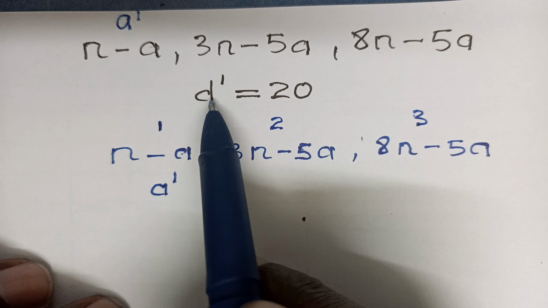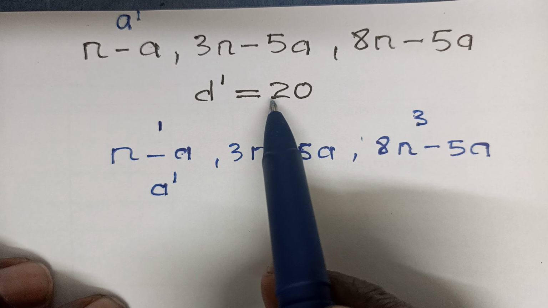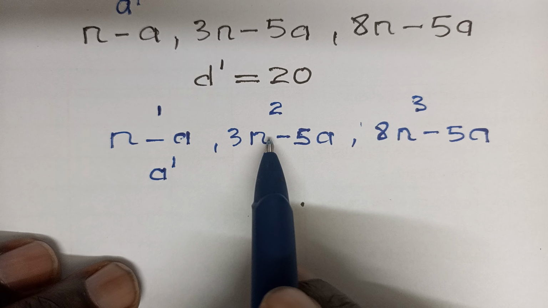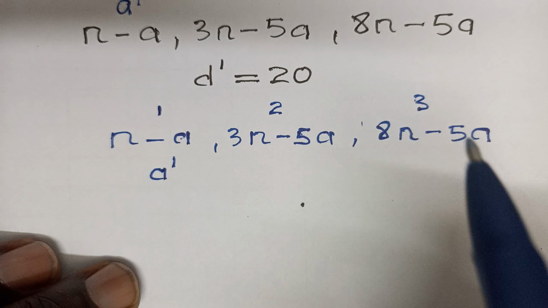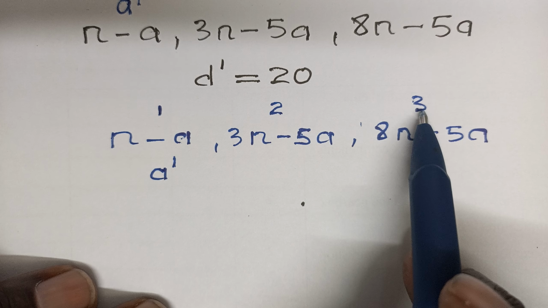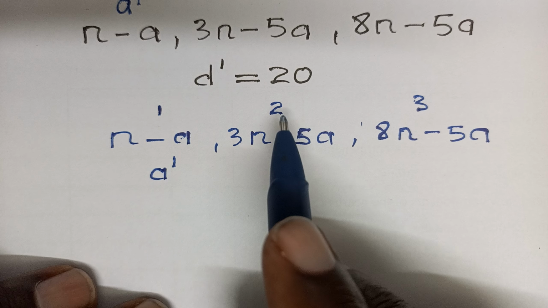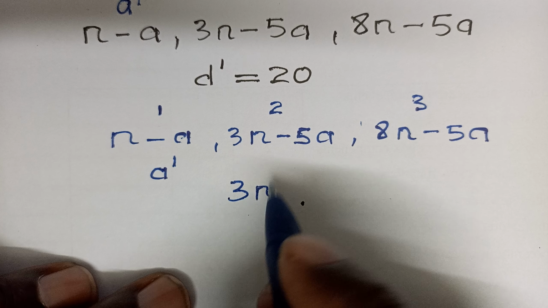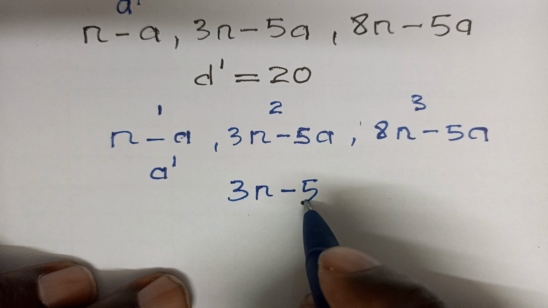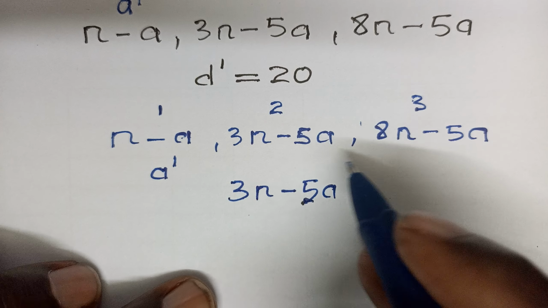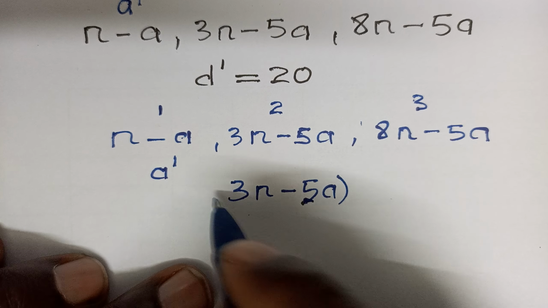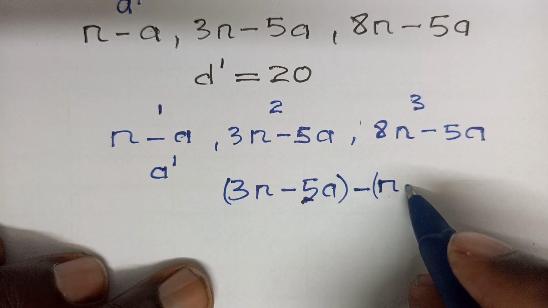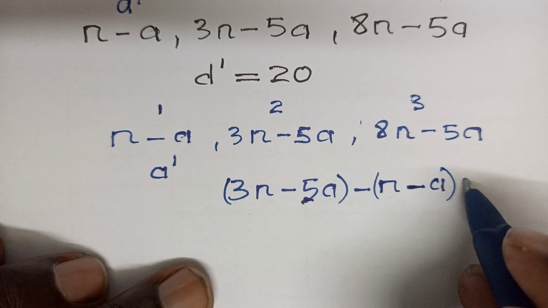And then we are told that d prime, which is the constant difference, is supposed to be 20. So the second term minus the first term should give us 20, and the third term minus the second term should also give us 20. We start with the second term and the first term. So this is going to be 3n minus 5a, in brackets, minus n minus a. This one gives us 20.